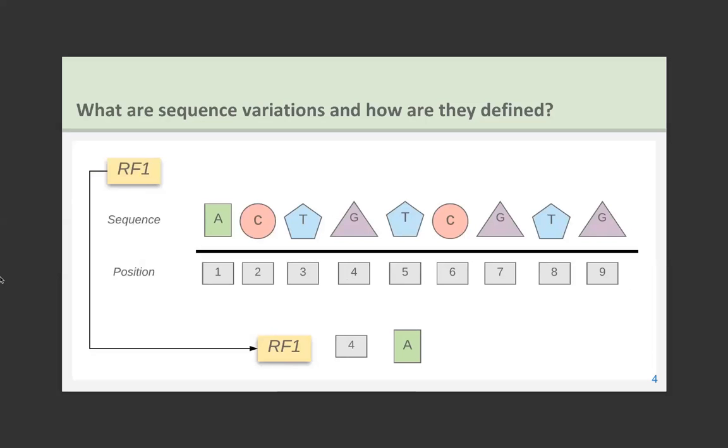And what is the nature of this variation? Instead of G, in my sample I see an A. So in order to define a variation, I need the reference sequence identifier, the position in the reference sequence, and the new allele that is introduced in this reference sequence. And this is how, in a simple way, you define a variation.